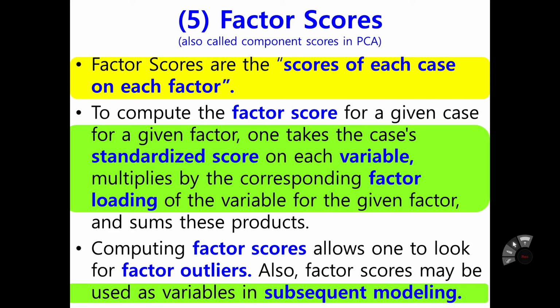Next, number 5, factor score. Factor scores are the scores of each case on each factor. To compute the factor score for a given case, for a given factor, one takes the case's standardized score on each variable, multiplies it by the corresponding factor loading of the variable for the given factor, and sums these. So computing factor scores allows one to look for factor outliers. Also, factor scores may be used as variables in subsequent modeling.